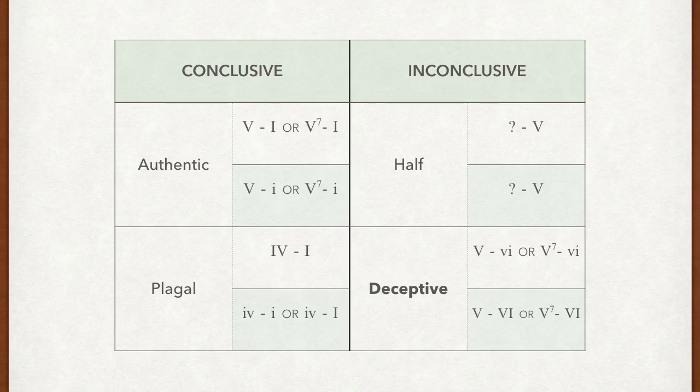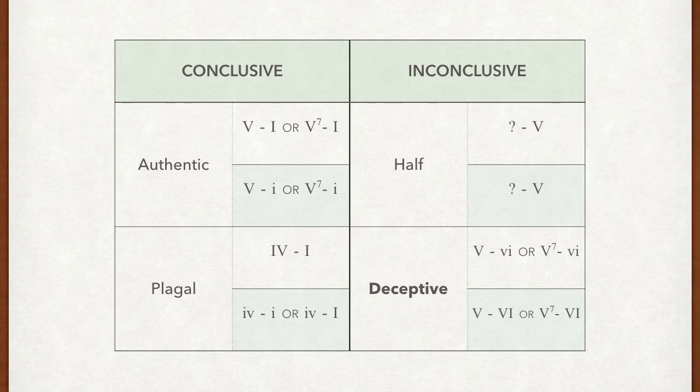Just like with authentic cadences, that 5 can be a 7th chord, and it must be a major 5 or dominant 7th. Remember, however, that the submediant, scale degree 6, is a different chord quality than the tonic. In major keys, 6 is a minor chord. In minor keys, 6 is a major chord. So don't let that throw you off.